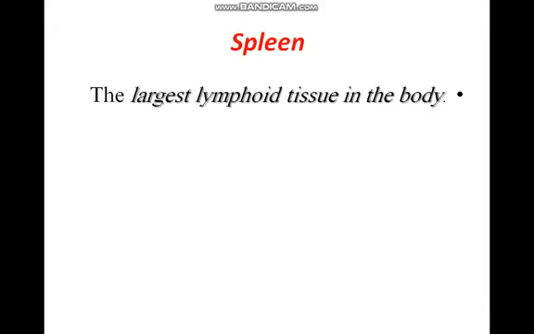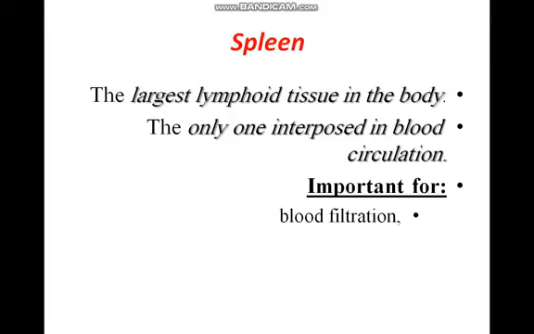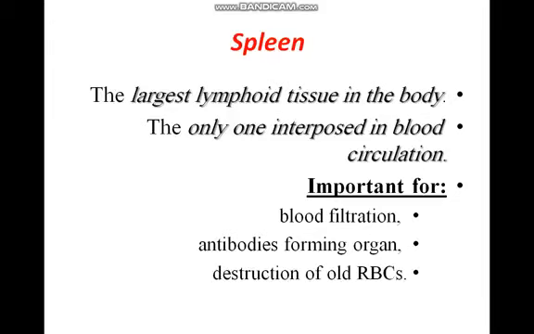The spleen is the largest lymphoid tissue in the body, and it is interposed in the blood circulation rather than in the lymphatic circulation. It is important for blood filtration, so it is a site for antibody formation against blood-borne antigens, and a site for destruction of old RBCs.